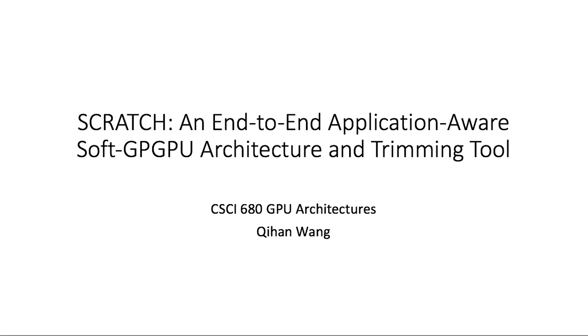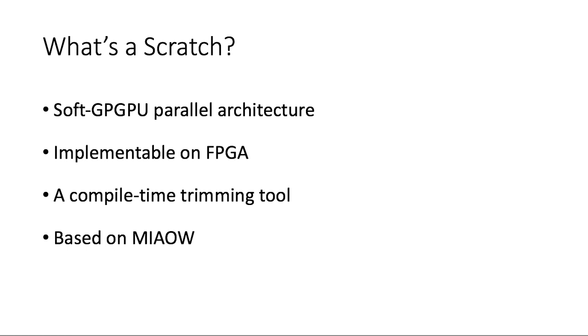The presentation is about Scratch, an end-to-end application-aware soft GPGPU architecture and a trimming tool. What's Scratch? Scratch is an end-to-end soft GPGPU parallel architecture supporting native OpenCL code that is fully implemented on FPGA, as well as a trimming tool that helps adapting the architecture. The work is based on an improved version of the original MIAOW system.